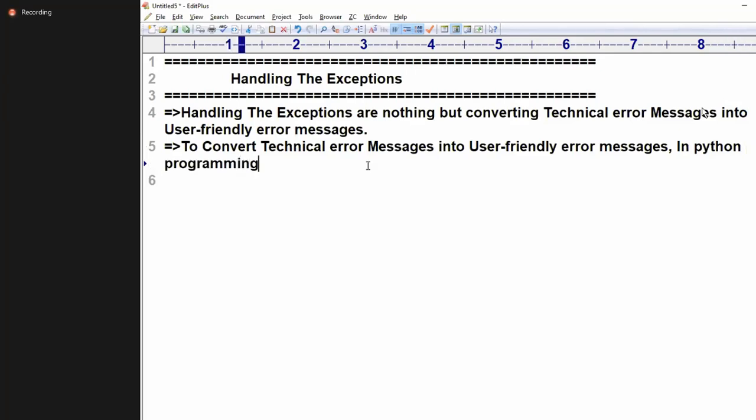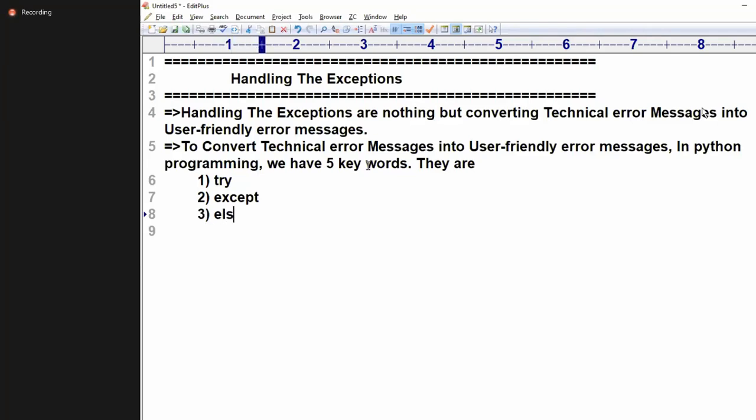Nothing to worry. Second one is called except. We will write varieties of except. Number three is else. Fourth is called finally. And the fifth is called raise. These are all called what? Keywords for handling the exceptions.